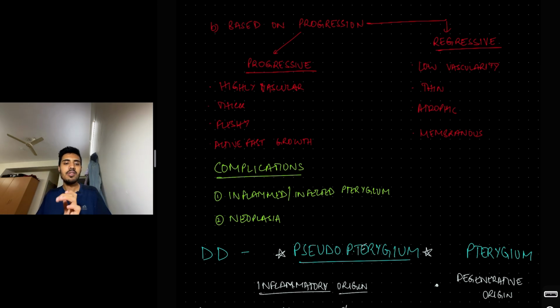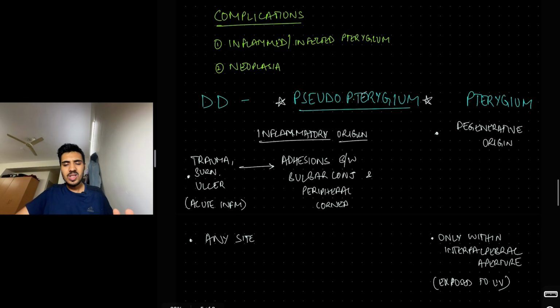Progressive, regressive, based on progression, and based on extent, type 1, type 2, type 3. Complications are simple. There can be an infection in the pterygium, infected pterygium. The pterygium can get inflamed. There can be malignancy within the pterygium, neoplasia. Okay, just remember the names, it's fine.